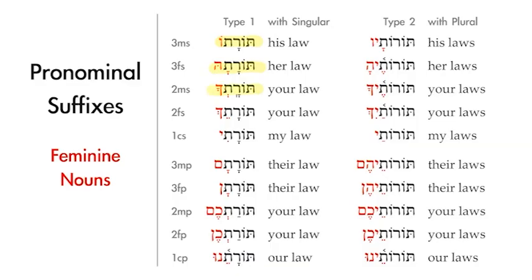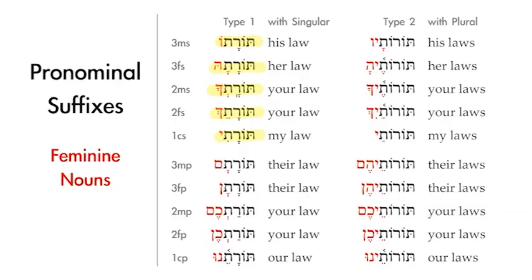Toratheka, your law. Torathek, your law. And Torathi, my law. You'll observe on the screen that when a pronominal suffix is added to a feminine singular noun that ends in qamets he, the he has to change to tav before the suffix. You'll recall that he is a very weak consonant, and whenever it appears at the end of the word and something is added to it, it's either going to drop off or strengthen into a tav. In this case, a qamets he will strengthen to a qamets tav before the pronominal suffix with feminine nouns.